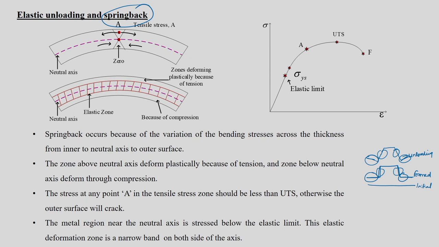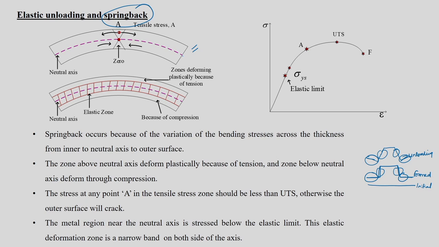So, why this spring back happens can be understood from these three schematics. You will see the first one, the sheet is bent, and you will see that this is your neutral axis at the mid region, that is your pink color line.